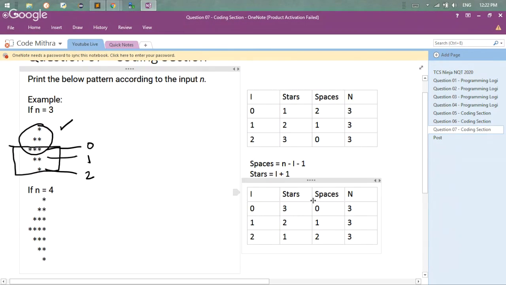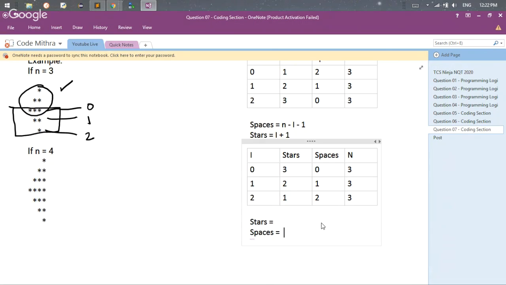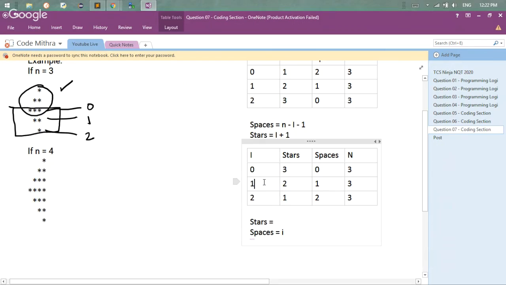Now, what will be the formula for the number of stars? If you observe this, the number of stars is getting reduced, so it is inversely related to i. And the number of spaces is getting increased, so it is directly proportional to i. When i is 0, 0 spaces. When i is 1, 1 space. When i is 2, 2 spaces. So the number of spaces formula is just i.